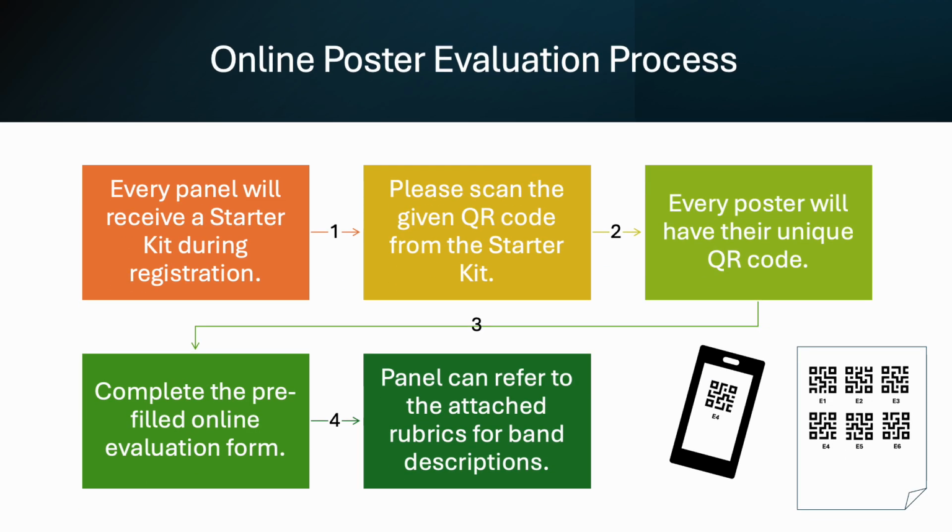On the actual day, we've implemented an online poster evaluation process to simplify your task. There are a few key steps involved, all designed to ensure accuracy and ease of use. To access the online system, scan the QR code in your starter kit received at registration. This immediately directs you to the pre-filled evaluation form. Each poster has a unique QR code. After accessing the main form, scan the poster's QR to auto-populate student and project details, ensuring correct evaluation. Always refer to your rubric guidelines for consistent, fair evaluation, utilizing the detailed band descriptions for each criterion, 0 to 5.